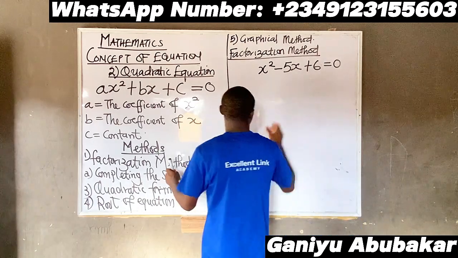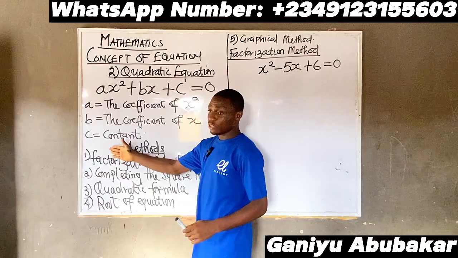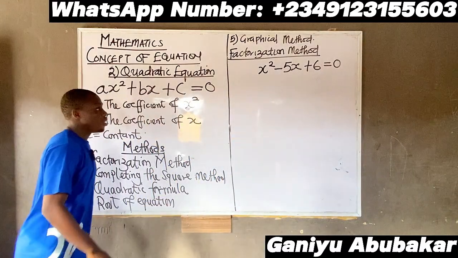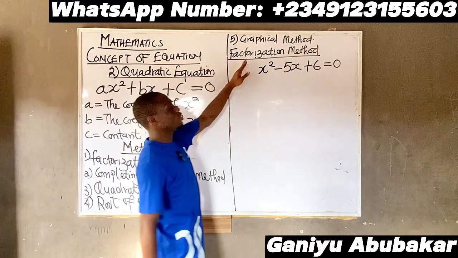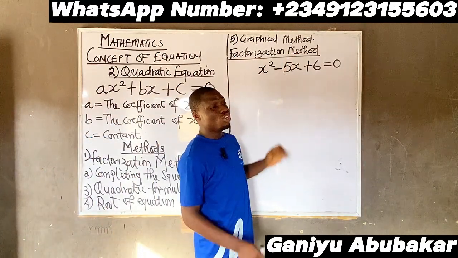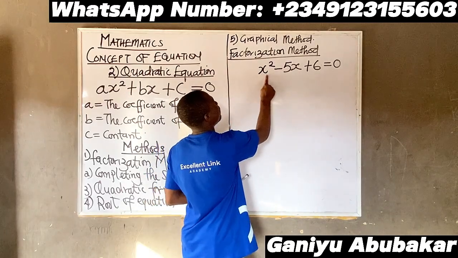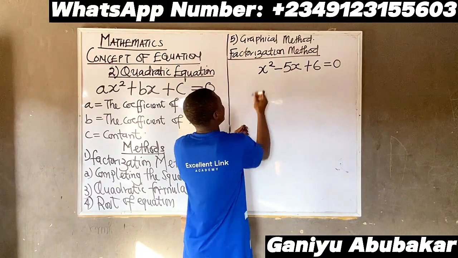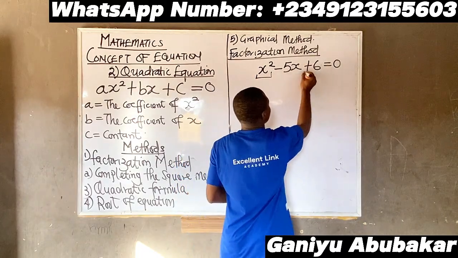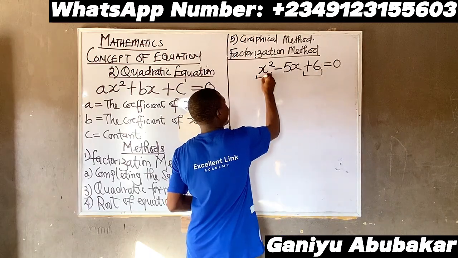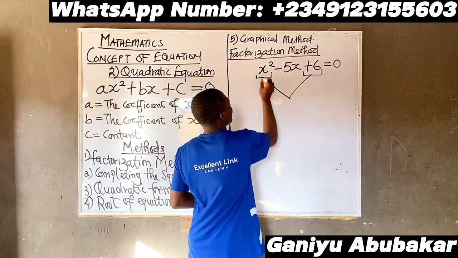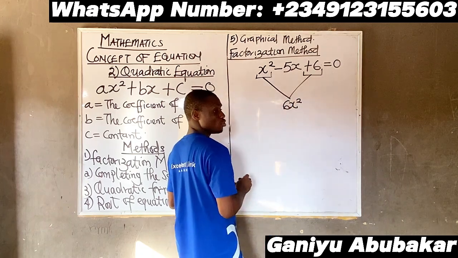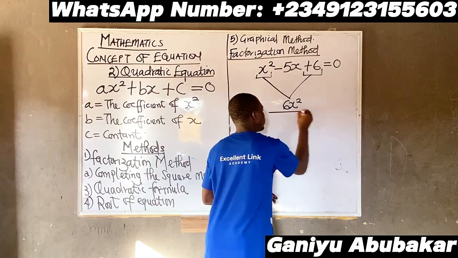So let's solve this question using these methods. I want to start with the factorization method. It's simple. For this method, the first task is to multiply the first term and the last one. So multiply this x squared with the last one, plus 6. That gives 6x squared. True or false? True.